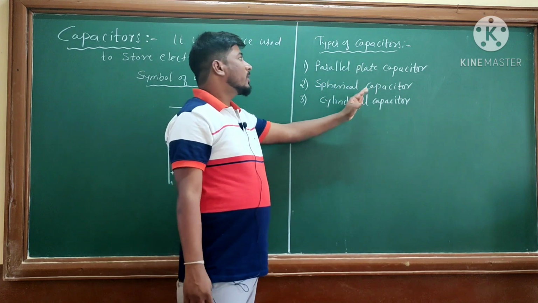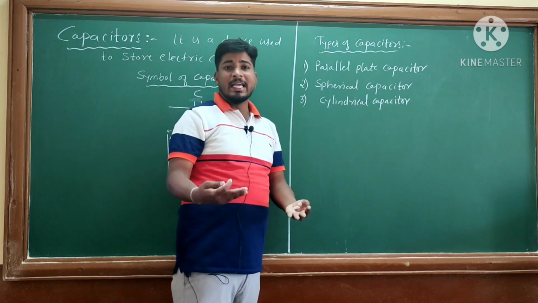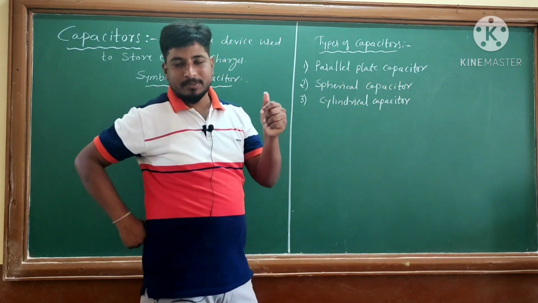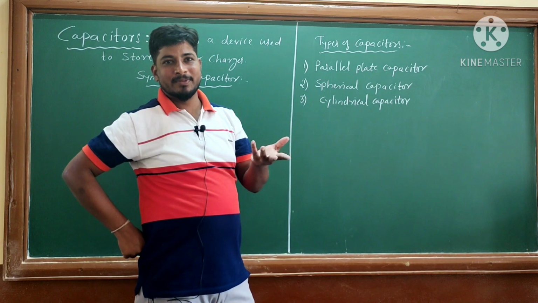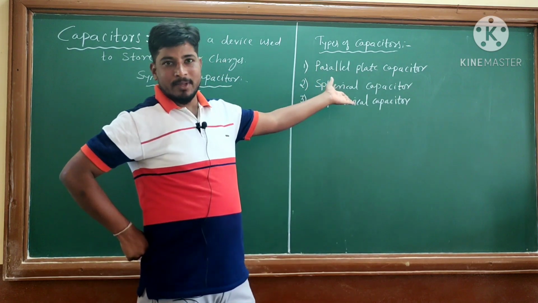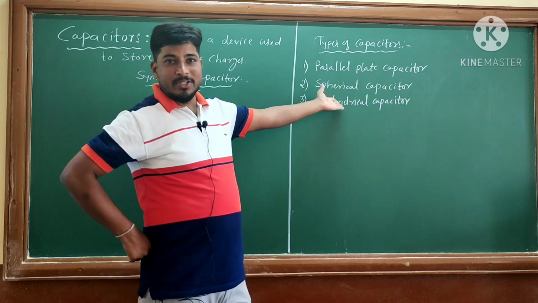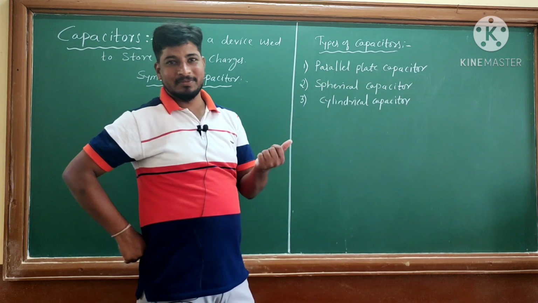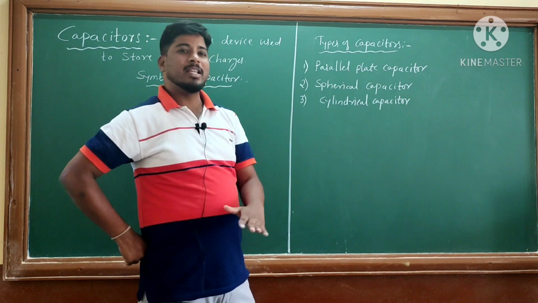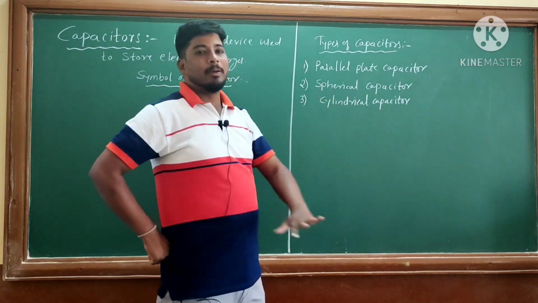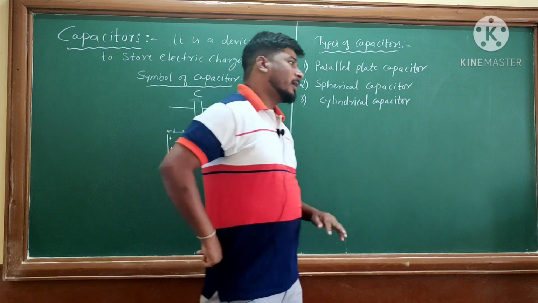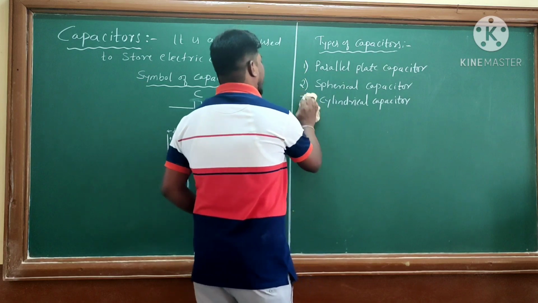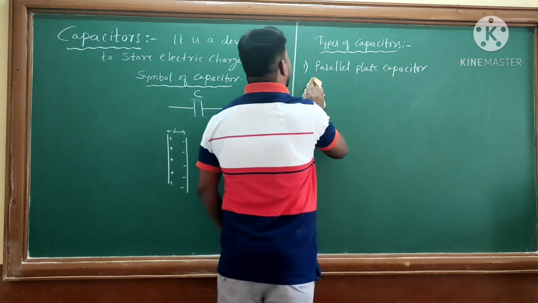All these three types of capacitors are used in electrical equipment and instruments. We often use cylindrical capacitors in remote controls, spherical capacitors in televisions, and parallel plate capacitors to store charges. Right? So for our syllabus, we have only the parallel plate capacitor. What is meant by this parallel plate capacitor now?